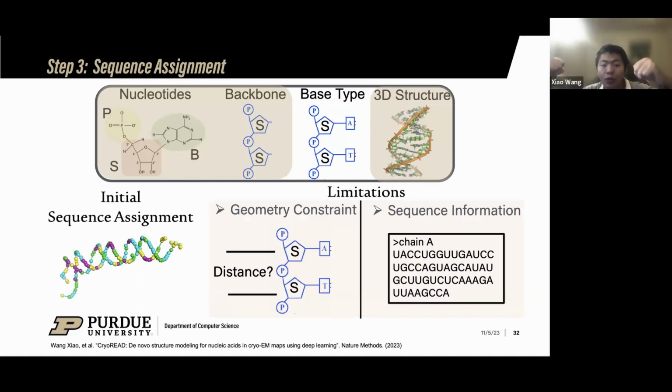But that has some problems here. First is that two sugar nodes are too close. Well, in real cases, two consecutive nucleotides should satisfy some geometry constraints. That's to say, two consecutive sugars will typically be 5 to 7 angstroms apart, and that information is not enforced here. Also, we sometimes can hopefully get the sequence information, but we did not use that information in our training.